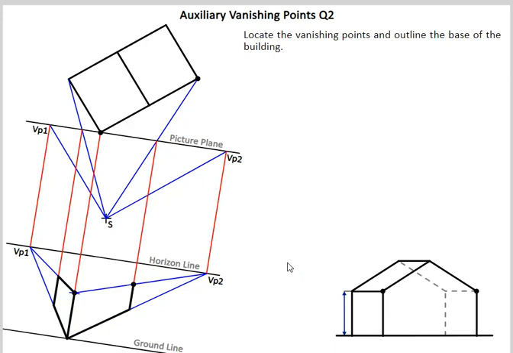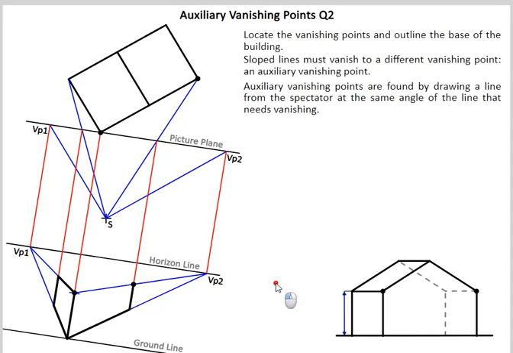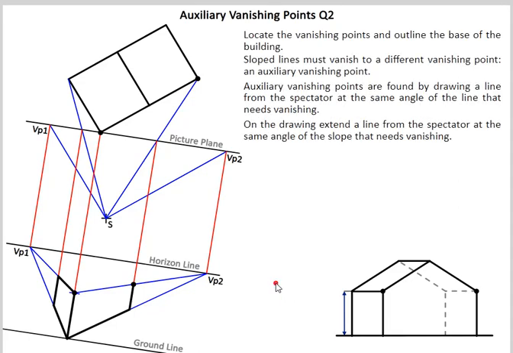So basically, with the base section of the house constructed there, next we have to look at the auxiliary vanishing points and how to construct them. In this case we're taking the roof at a 30-degree pitch, so the angle of the roof is 30 degrees. So we mark off our 30 degrees here.